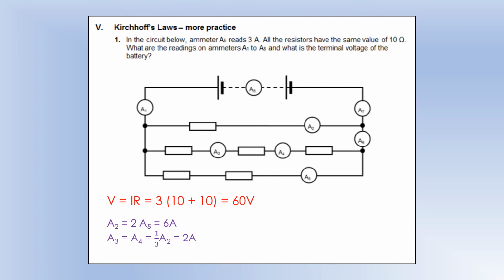A3 and A4 are going to be the same, and they're going to be 1/3 of A2 because they've got 3 times the resistance. So that's going to be 2 amps. And then the next ones, we're just going to be using Kirchhoff's current law. So A6 is A4 plus A5. So that's 3 plus 2 gives you 5. And then A7, A8 and A1 are all just going to be A6 plus A2 gives you 11 amps.